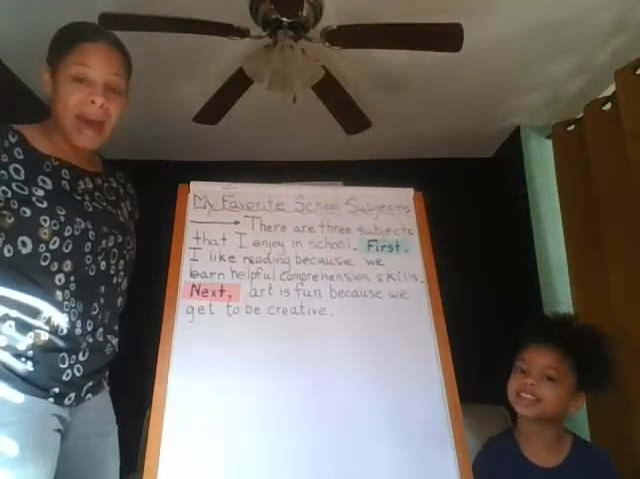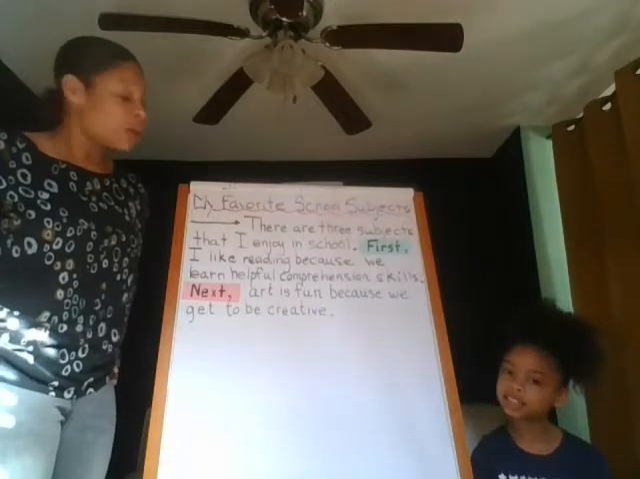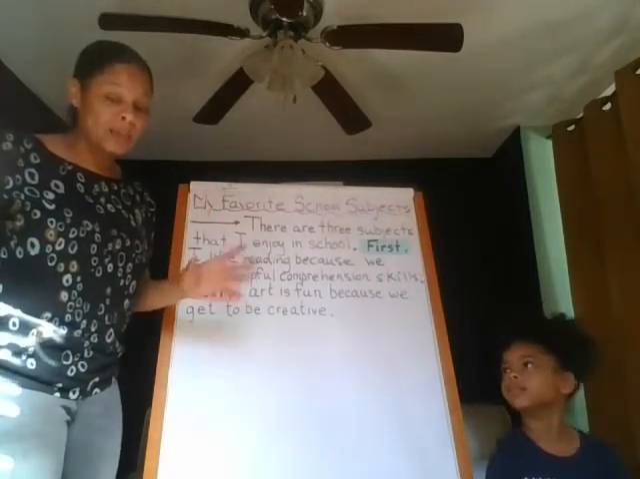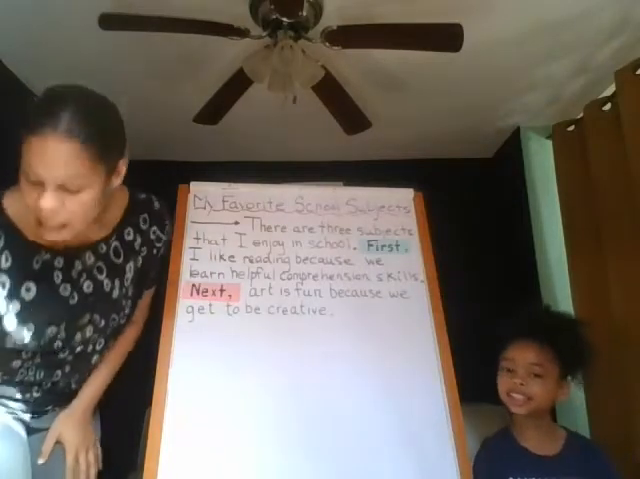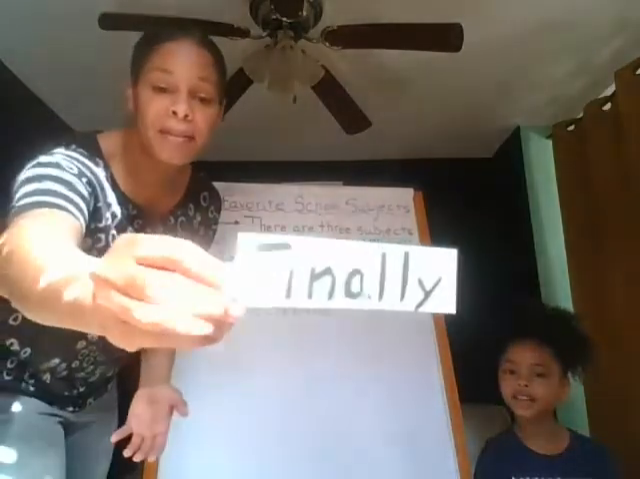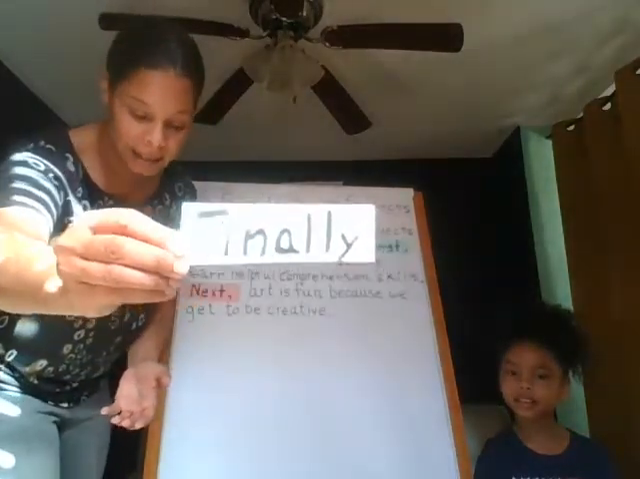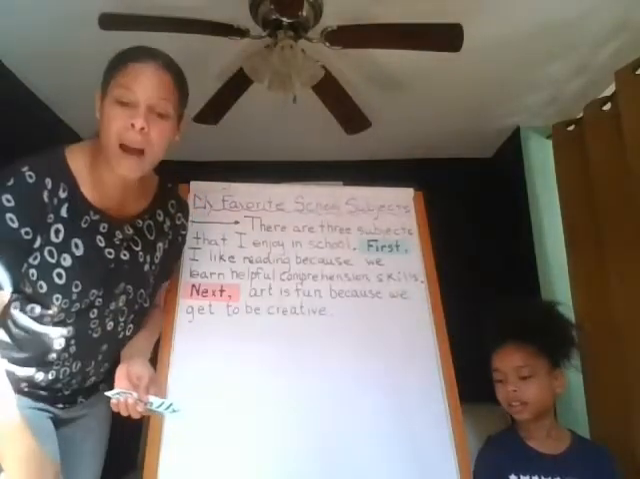Math. We talked about math. And I said that I like math because I enjoy the operations. So before we can just start writing a sentence, we need something in front of the sentence. What do we need? A transition word. And our last transition word, this is the last one, we're going to say finally. Okay? So finally, I love math because we learn many operations.